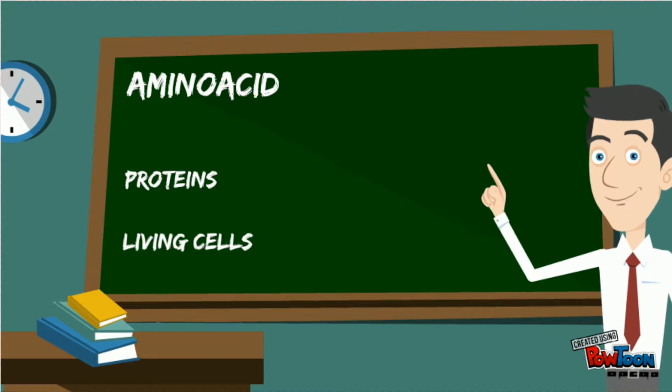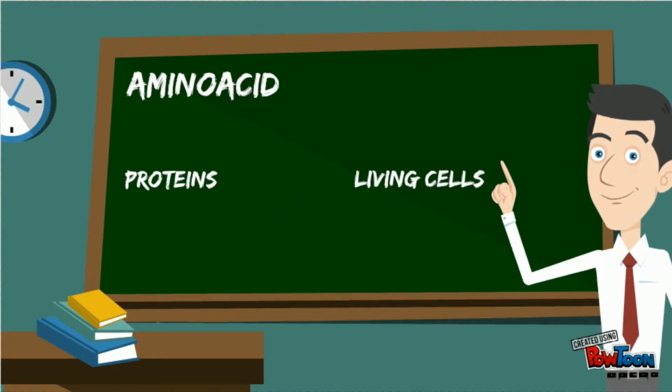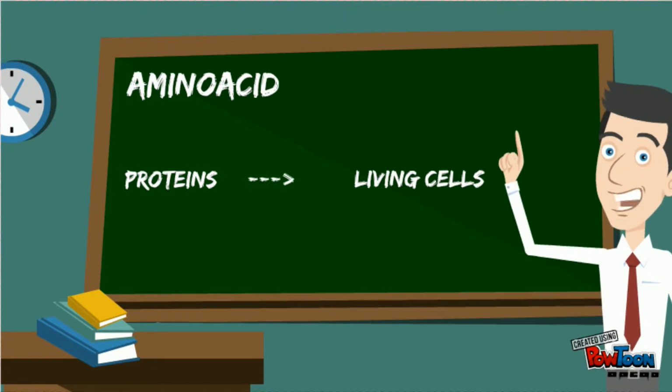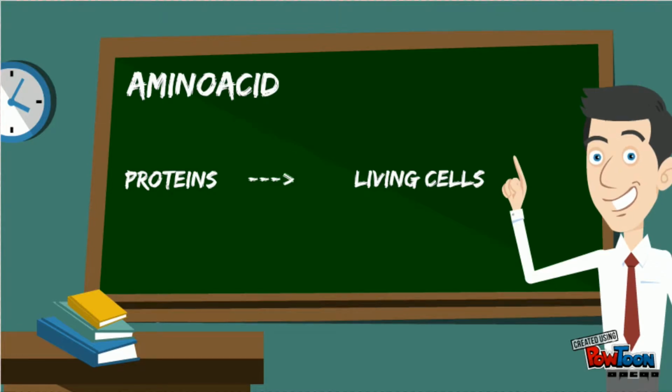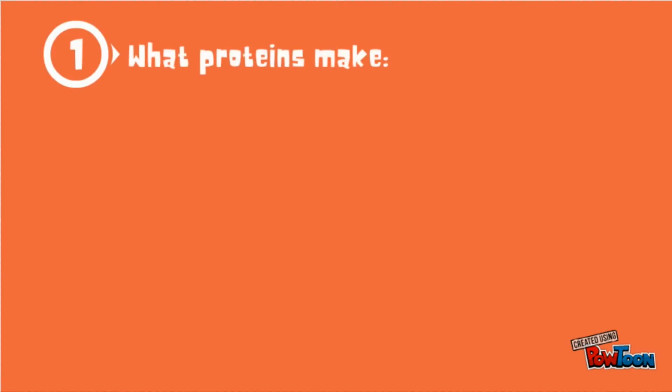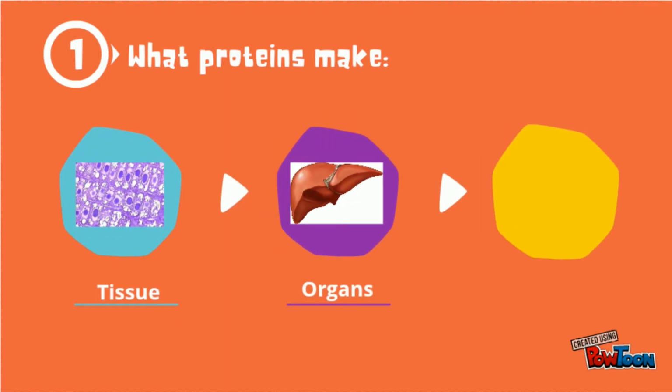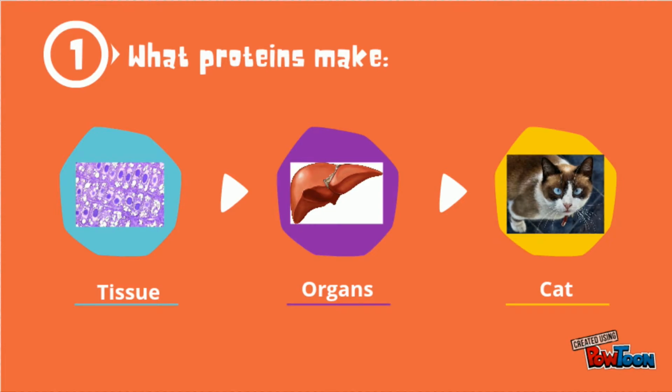These proteins are combined and make living cells, cells with a nucleus. We are made of cells, and this is very important. Tissues work together and make organs. Our organs, like our stomach or our heart, even our brain, form us. We can be a cat or a human.